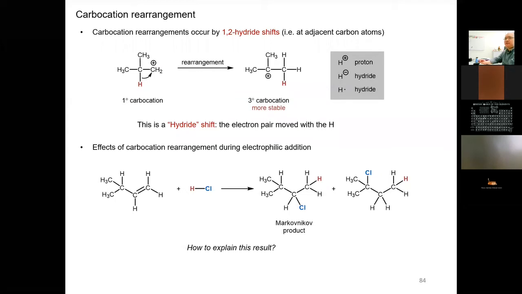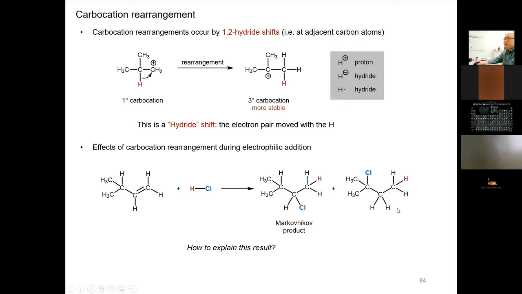So let's look at this result. If you have this type of alkene and it reacts with hydrochloric acid, okay? So in this product, the H added to 2H, the chloride added to 1H. So that's following Markovnikov's rule. So this is the standard Markovnikov product, okay?